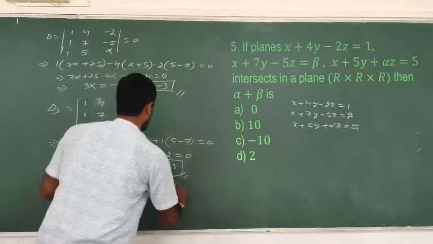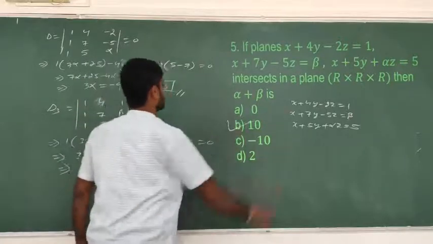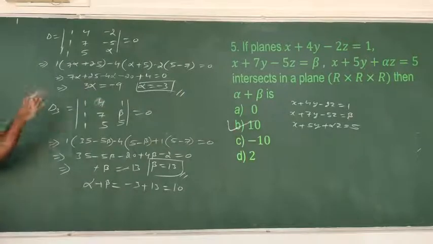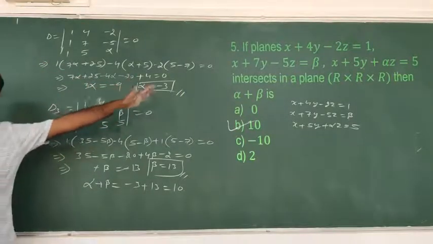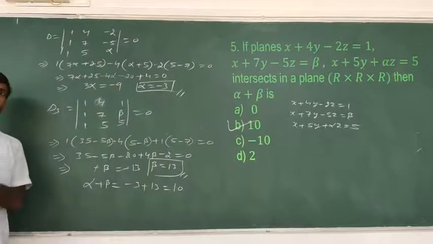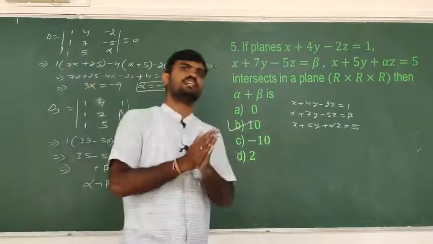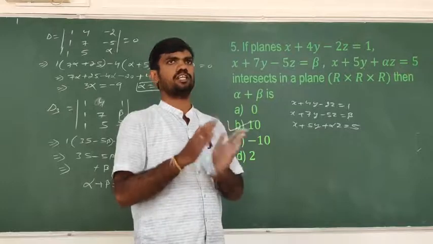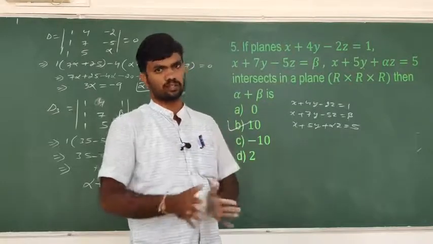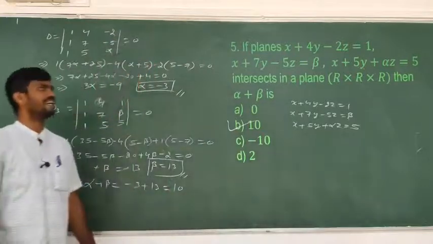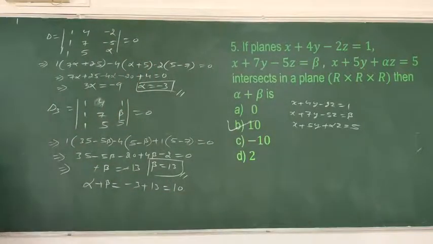So minus 3 plus 13 is 10, therefore the value of alpha plus beta is 10. This is the way to find the value of alpha beta, and then the value of alpha plus beta. If three planes are intersecting in space, then delta value is 0, delta 1 value is 0, delta 2 value is 0, delta 3 value is also 0, because those are intersecting in the plane. Okay, move on to the next problem.